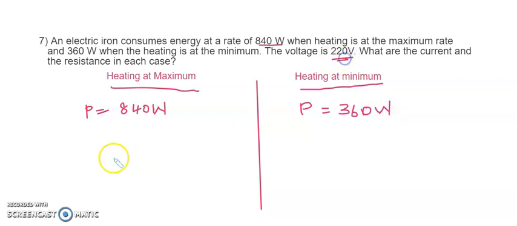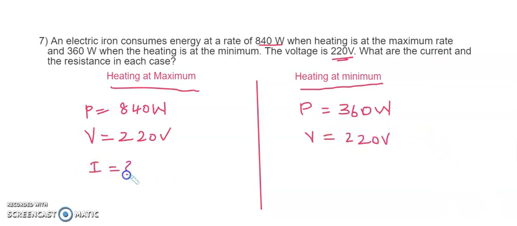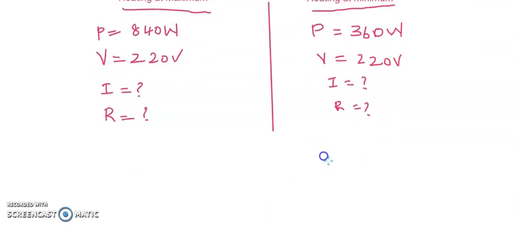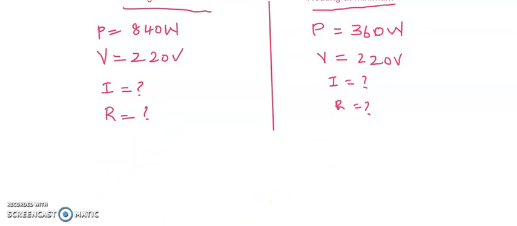Now in both the cases, the voltage is 220 because we're not changing the voltage. What we have to find in both the cases? Yes, the current flowing and the resistance, right? So we have to find I and R. I'm going to do it for the maximum heat condition, and then for the minimum condition. I'm going to bifurcate that part also into two, because I need to find resistance and current.